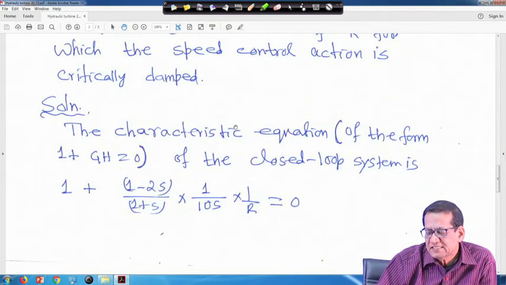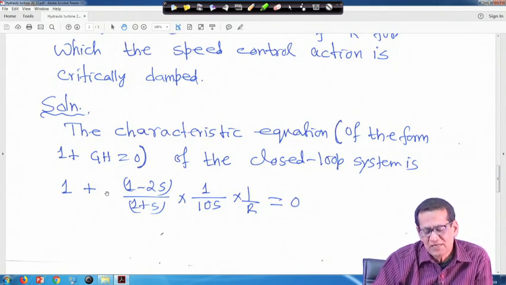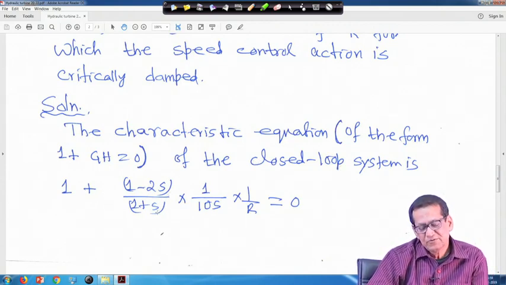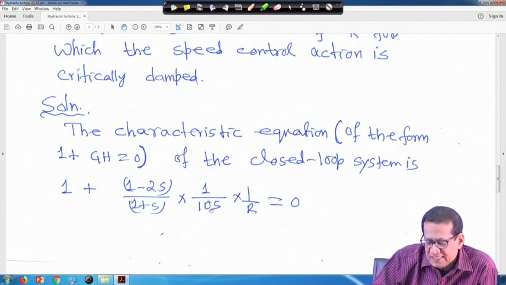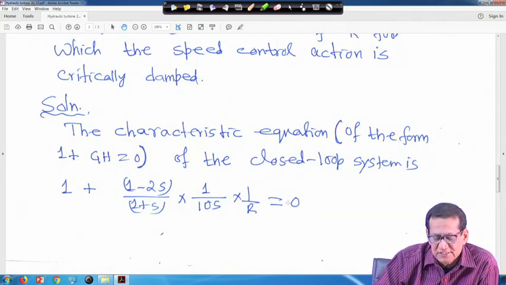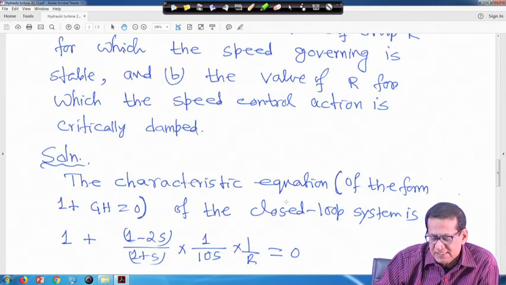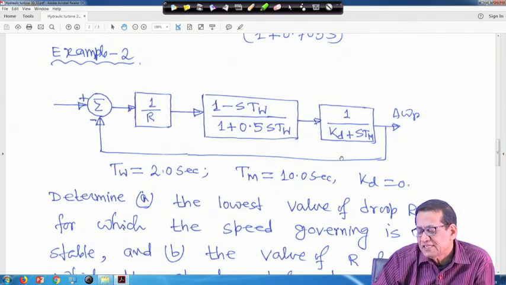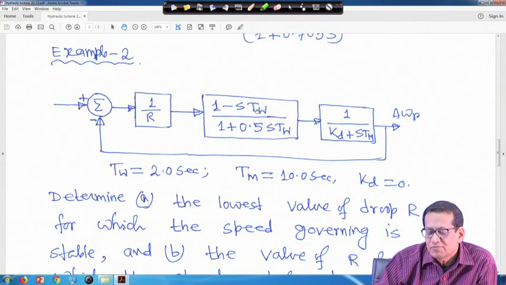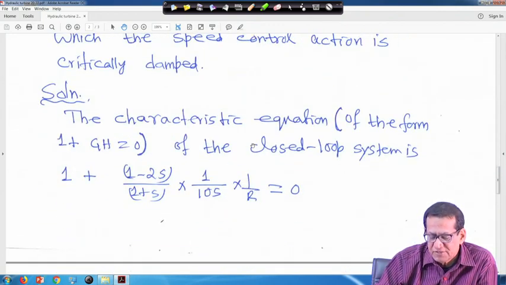Now, the characteristic equation of the form 1 plus g h is equal to 0 of the closed loop system is 1 plus (1 minus 2 s upon 1 plus s) into (1 upon 10 s) into (1 upon r) is equal to 0, right. So, if you make 1 plus g h, here you put T w is equal to 2, right. So, it is actually 1 minus, because T w is 2, 1 minus 2 s divided by 1 plus s. So, that is why this is 1 minus 2 s upon 1 plus s, right.